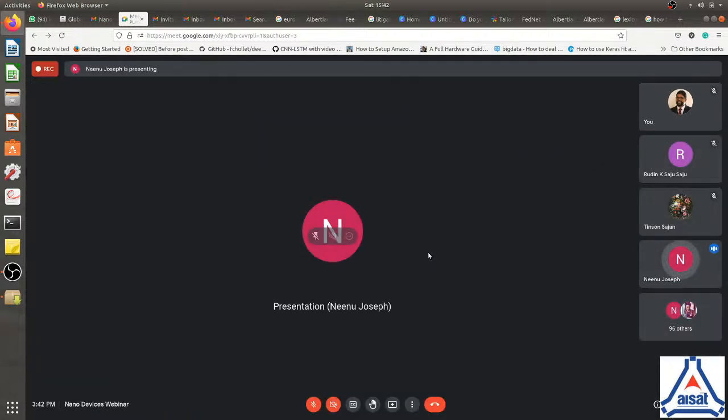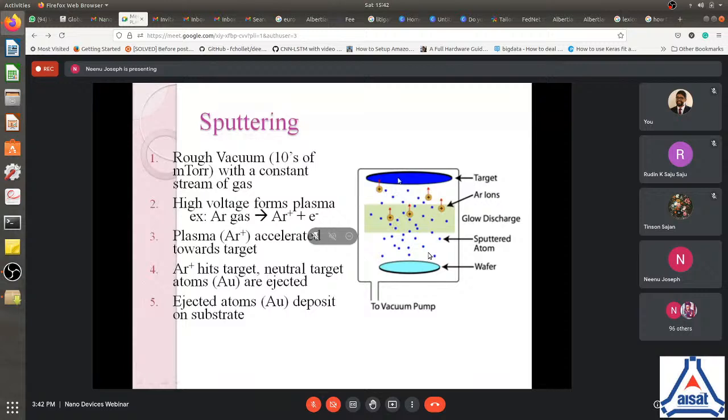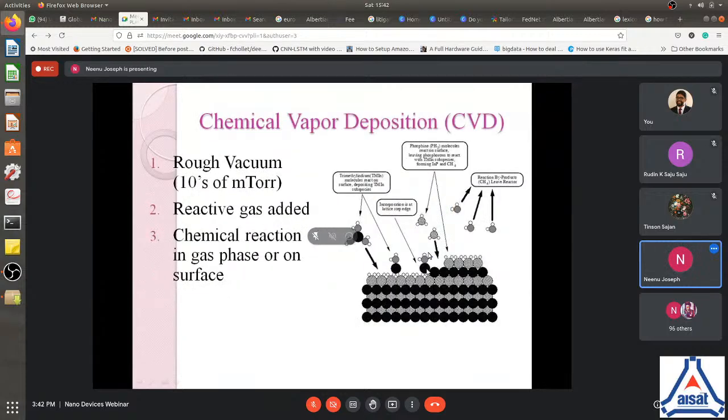Here the plasma argon gas is targeted towards the target placed here, hits the target and emits the electrons, and these electrons are placed on the wafer. Likewise, the thin film is formed. Then chemical vapor deposition. One more approach is there, physical vapor deposition.